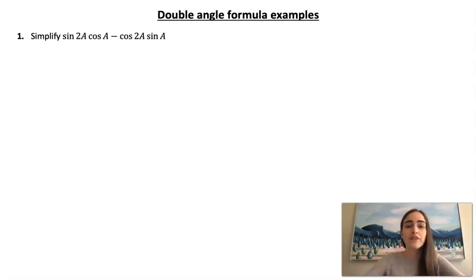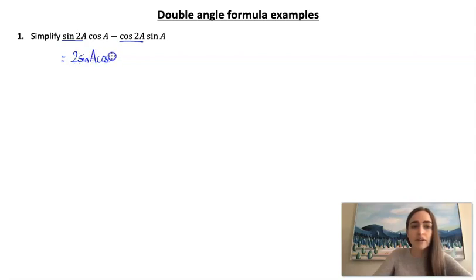In this video, I want to have a look at some examples of problems that involve our double angle formulas. So our first example asks us to simplify sine 2a cos a minus cos 2a sine a. So we can expand out these two terms here using our double angle formulas. So that's going to give us 2 sine a cos a, and that's still multiplied by this cos a that was on the end there.